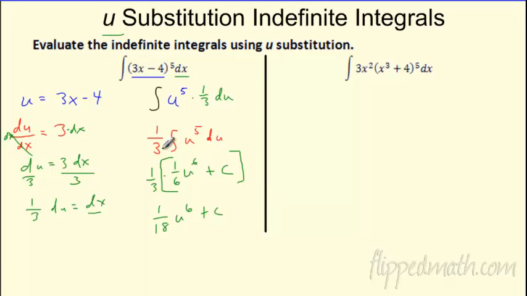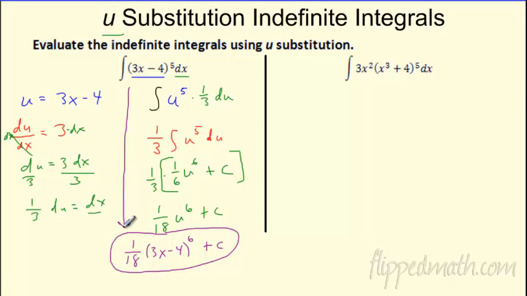Am I done? Well, I started in x, so I should end back in x. So what am I going to do? Well, I know u is 3x minus 4, so I'm going to replace the u with 3x minus 4 to the 6th power plus some c. So there it is right there. This is something I couldn't integrate before because it's got some chain rule action going on in here, but this is the antiderivative. So we're going to spend our time finding antiderivatives. Awesome. Very nice. Let's try it again.